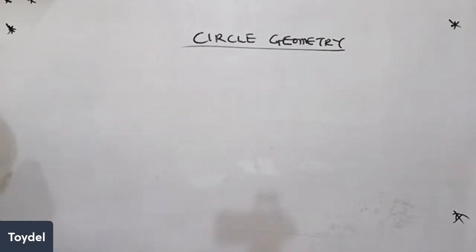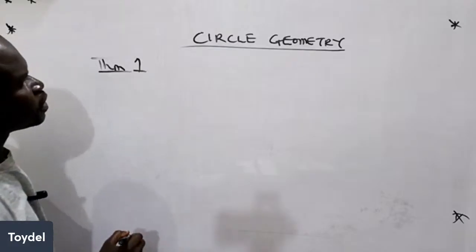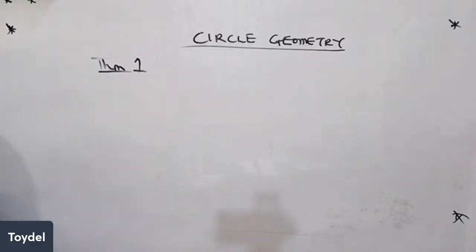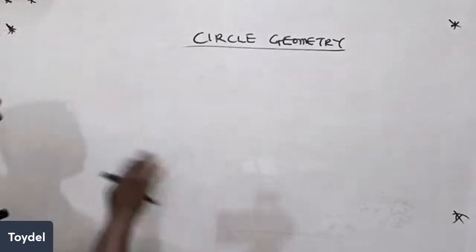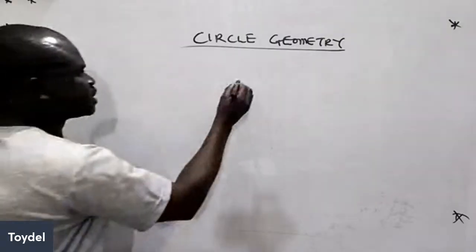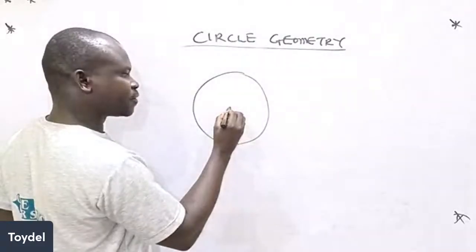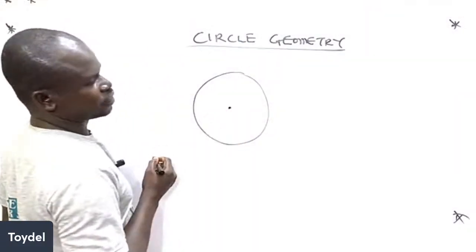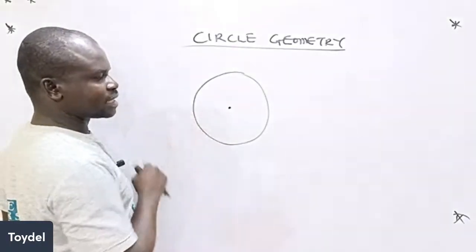So circle geometry. The first theorem that we are going to consider under circle geometry is the theorem that has to do with chord. Of course, before I go into that, let me talk about the property of a circle. Let me just do a recap on property of a circle. If this is a circle, the circle has a center. This is called the center of a circle. If I want to draw a circle, I'm going to use a compass.